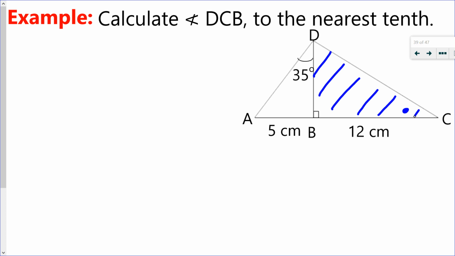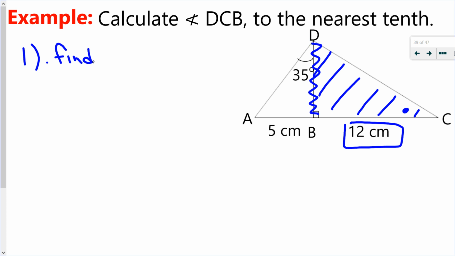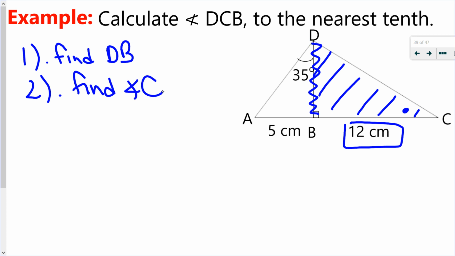Looking at that triangle, I have a side, which is great, but I need another angle or perhaps another side. So this is where the common side comes in. I can see that this side here is common to both triangles. So step one, I'm going to find side DB. Once I find side DB, I now have two sides in that triangle, and I can use that to find the angle. So in this two-step problem, I'm then going to find angle C. Let's go ahead and do that.